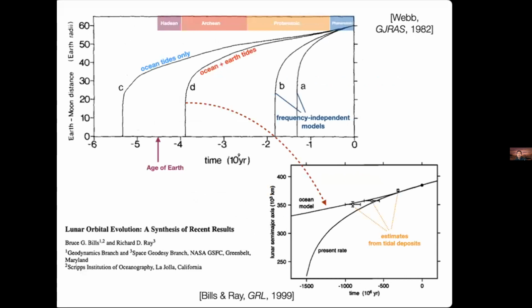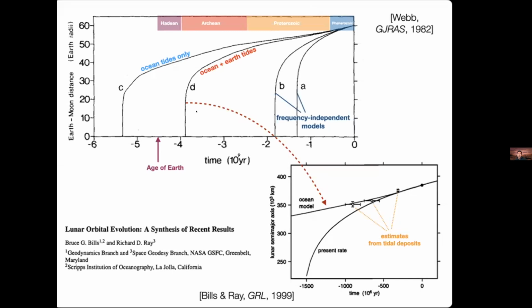Many people have tried to reconstruct the tidal evolution of the Earth-Moon system, and this is one example from the classic work of Webb. You can see, depending on how you model tidal dissipation, you get different answers. If you do a simple treatment like frequency-independent dissipation or torque, you get these curves A and B, which are highly unrealistic. And with frequency dependence, you get this curve C if you consider only dissipation within the surface ocean, or this curve D if you consider dissipation in both the ocean and the solid Earth.